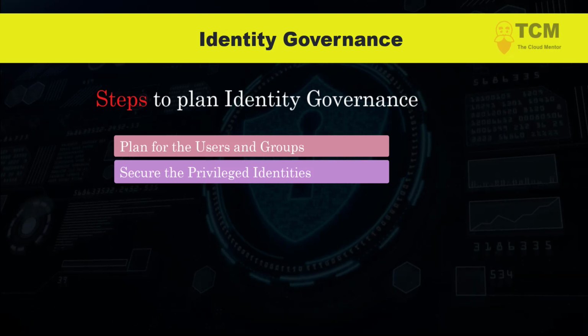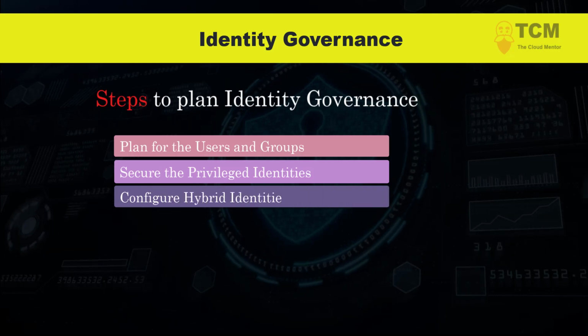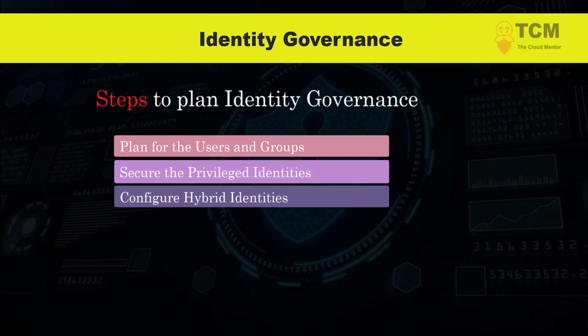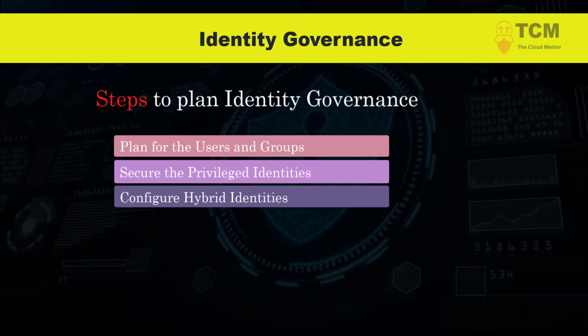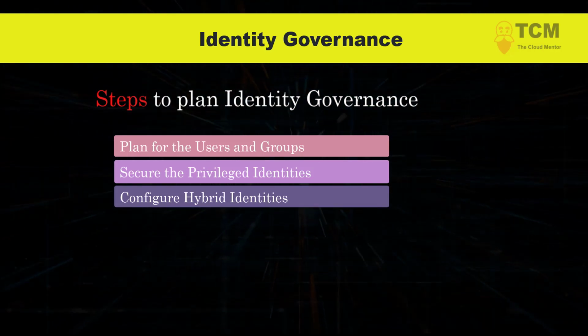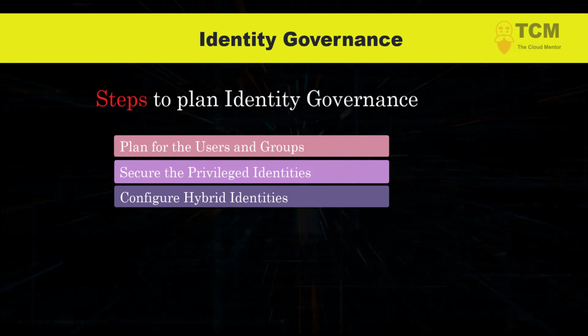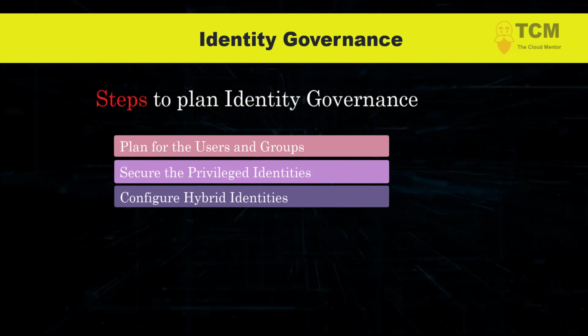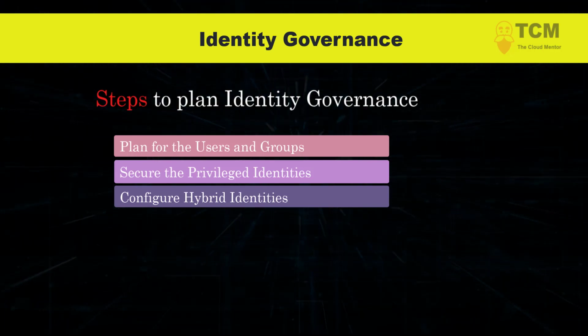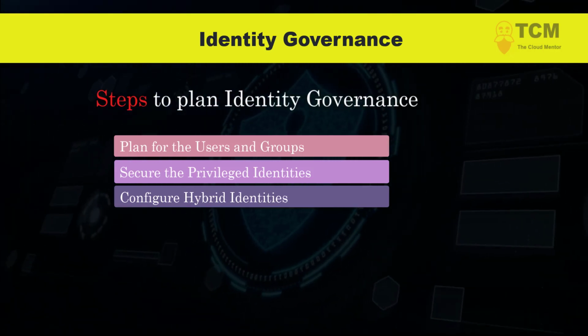If you've got a hybrid infrastructure, you need to configure hybrid identities. So for hybrid environments, you need to determine which on-premises identities in Active Directory services you want to sync to the Azure Active Directory tenant. How will the synchronization happen? Well, this needs to be planned as well.